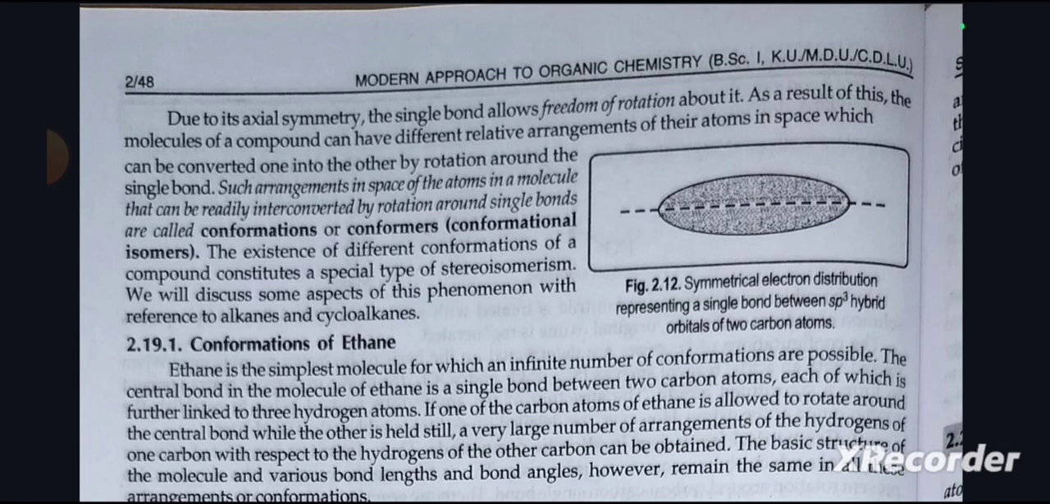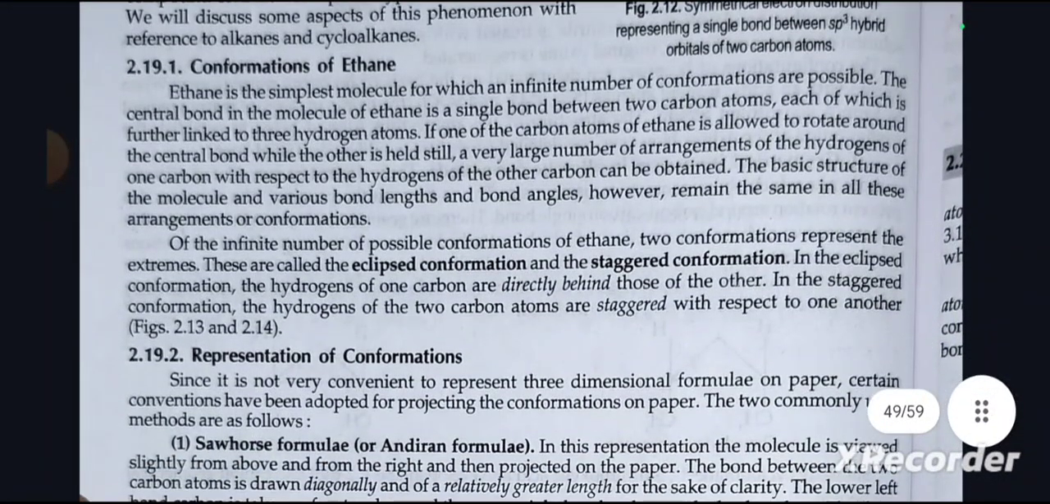As a result of this, the molecules of a compound can have different relative arrangements of their atoms in space, which can be converted one into the other by rotations around the single bond. Such arrangements in space of the atoms in a molecule that can be readily interconverted by rotations around a single bond are called conformations or conformational isomers. The existence of different conformations of a compound constitutes a special type of stereoisomerism. We will discuss some aspects of this phenomenon with reference to alkanes and cycloalkanes. Figure 2.12: Symmetrical electron distribution representing a single bond between sp3 hybridized orbitals of two carbon atoms.